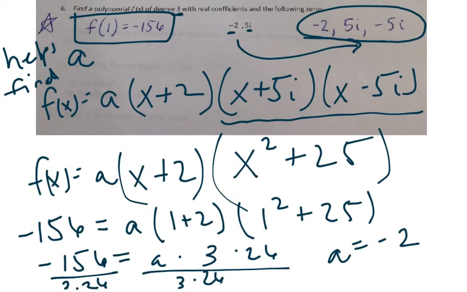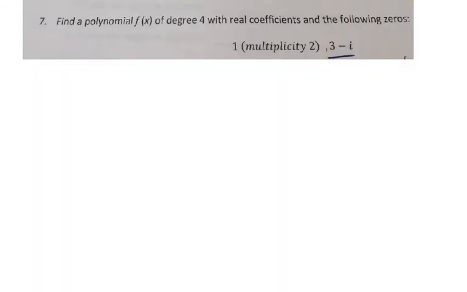Therefore, now I have the exact polynomial, not just any polynomial. I didn't find a polynomial, I found the polynomial that has these 3 zeros and is evaluated at negative 156 when x is equal to 1. So if a problem asks for the exact polynomial and they give you an f of 1 or f of 0 or f of 10 or f of whatever value, this is the process you would use to solve for that leading coefficient.